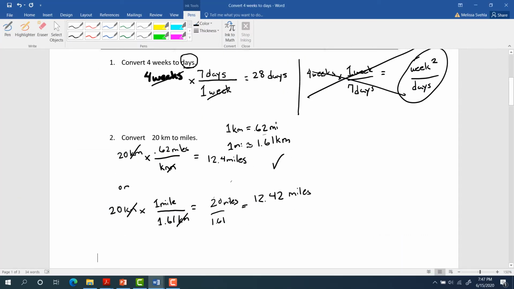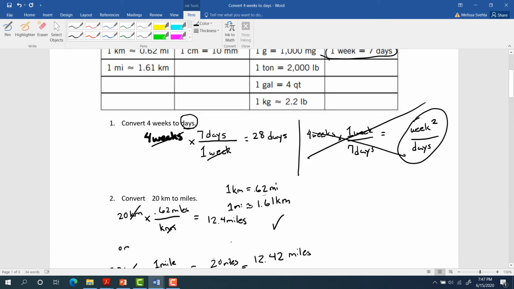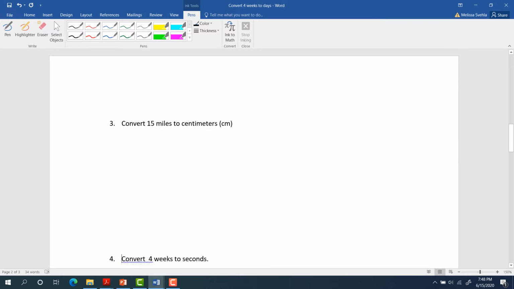Okay, so let's take a look at this next one. So this is why we want to actually label. I know some of you are probably thinking, why do I need to label? I should just multiply everything. That's fine, okay? This is important because in the next problem, and you'll run into problems like this, you have to do what's called multiple conversions. So it says convert 15 miles to centimeters.